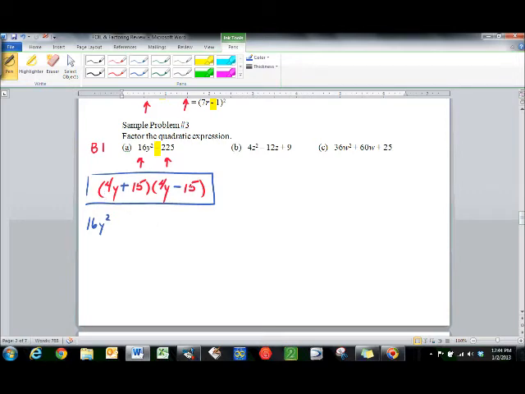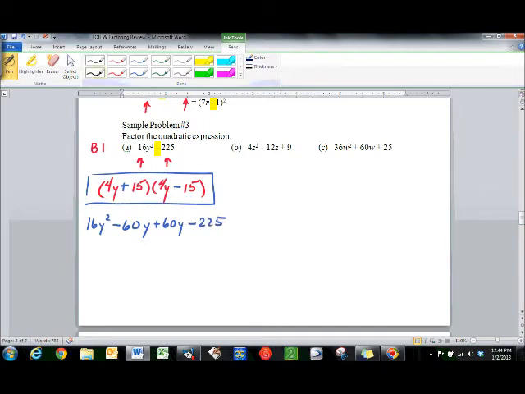4y times negative 15 would be negative 60y. And then if I distributed the second term, 15 times 4y is a positive 60y. And then positive 15 times negative 15 is going to give us a negative 225.